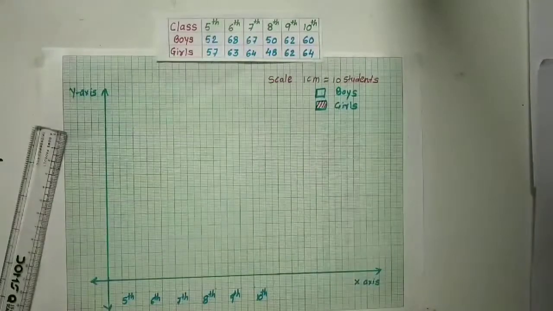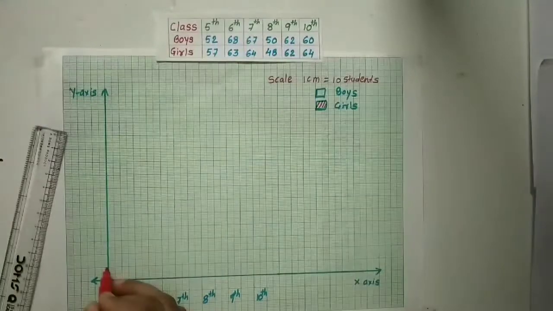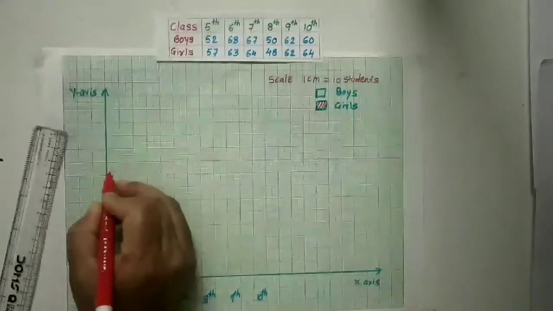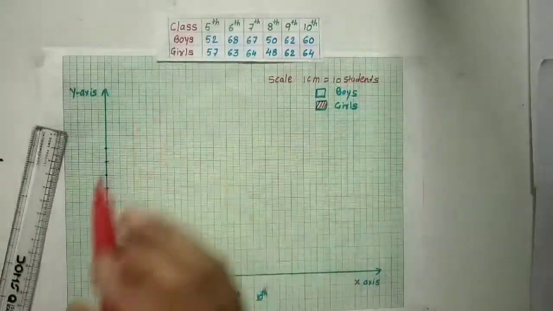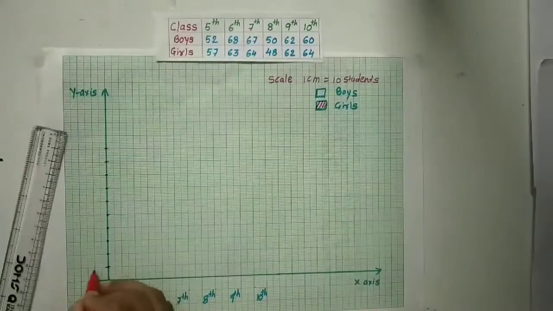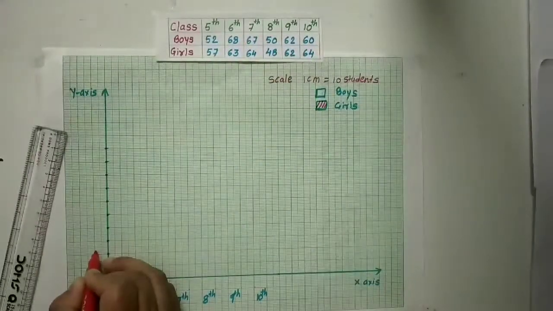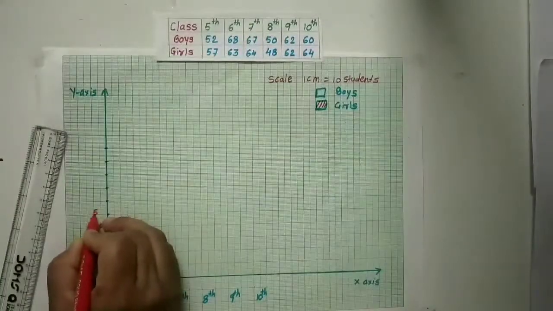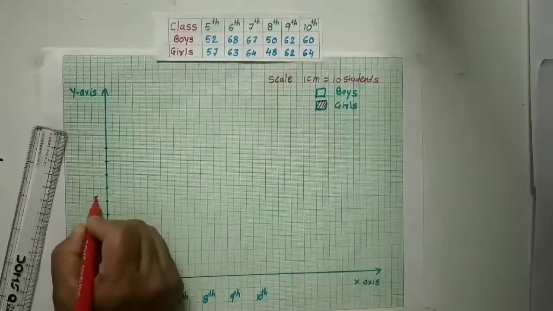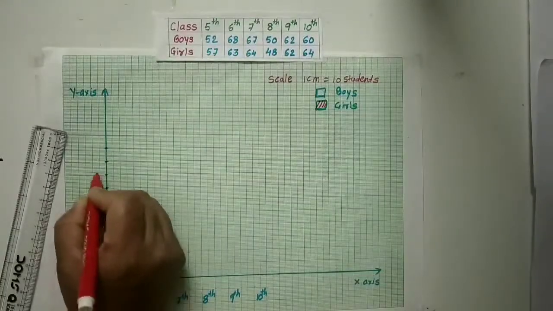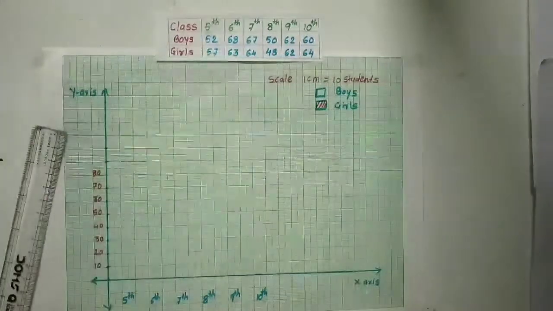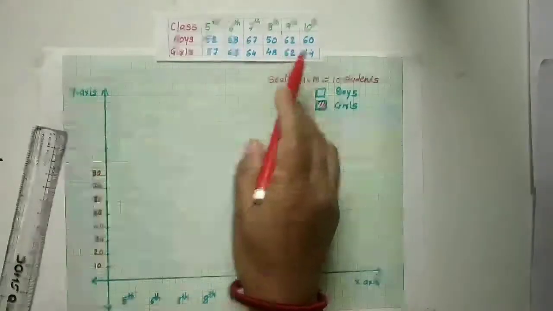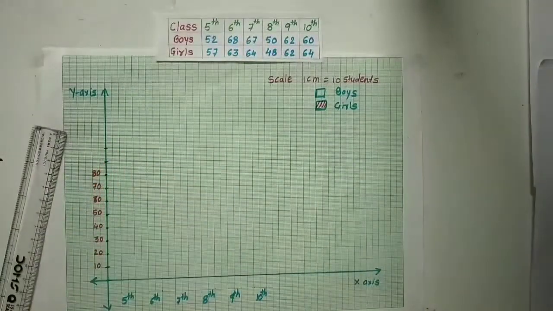Now next step is we are going to mark the scale on the y-axis, because 1 centimeter is equal to 10 students. Accordingly, we'll write the number of students over here: 10, 20, then 30, 40, 50, then 60, 70, 80 and so on. Here only up to 60 or 70, up to here only we need. So we'll write up to here only.